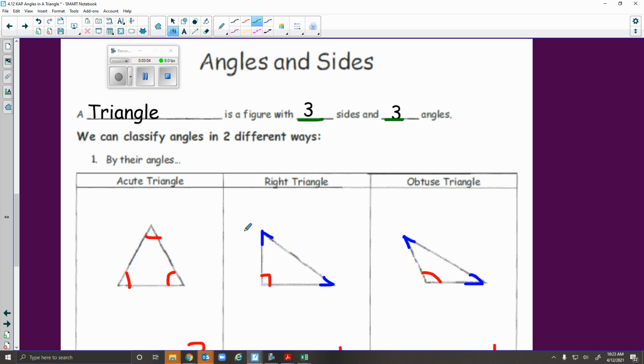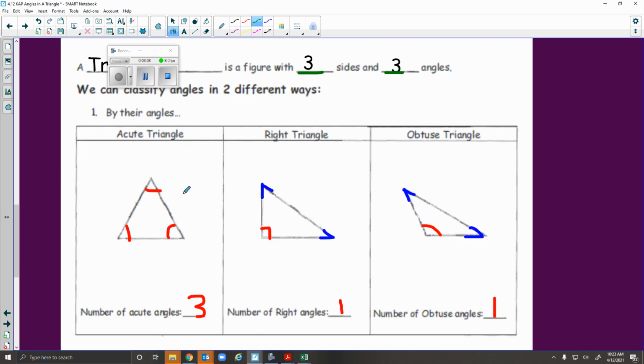We can classify triangles based on their angles that are on the inside. An acute triangle has three acute angles inside of it. Okay, and they all add up to be 180 degrees. That's on the next page. And you probably already know that as well.